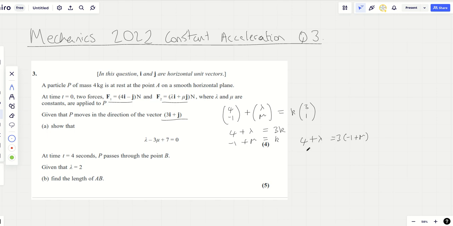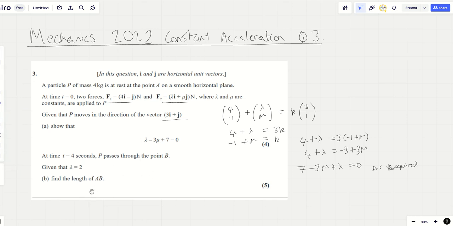And that just rearranges into the answer because you get 4 plus lambda is minus 3 plus 3 mu, and hence 7 minus 3 mu plus lambda, okay, it's in a different order there, is zero, as required. Write it in the same order in the exam to really flag it to the examiner that you have proved the right result, but you get what I mean, we can put that in any order.